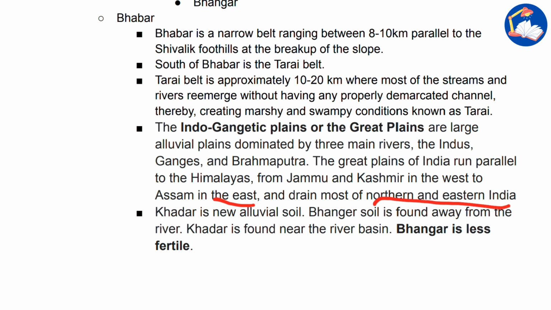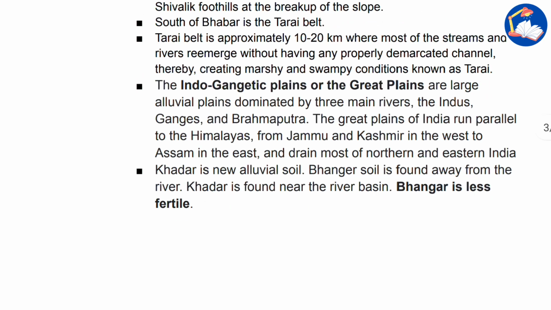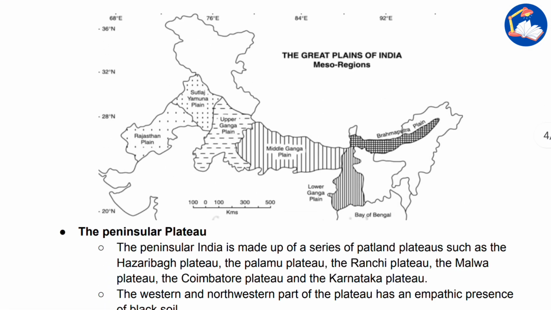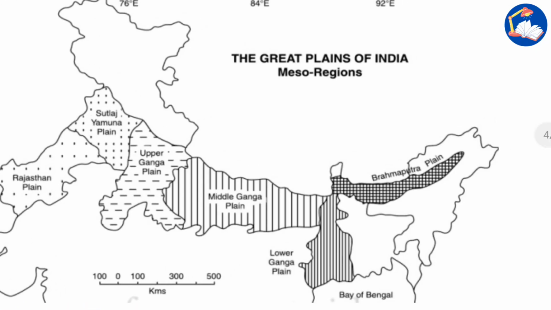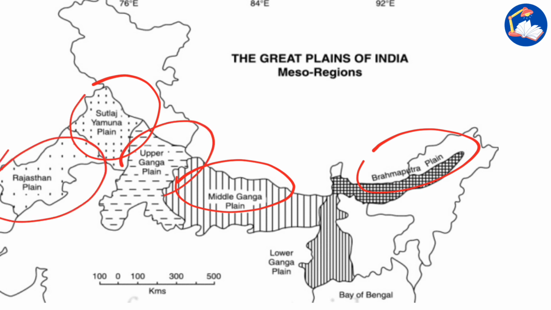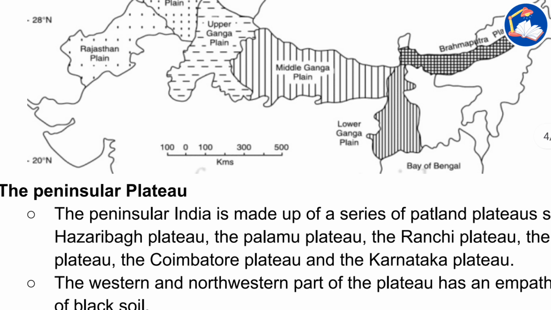After that, Khadar. Khadar is the new alluvial soil, while Bhangar is found away from the river. Bhangar is less fertile. It is an old alluvial soil. Okay, Khadar is actually the new alluvial soil, or we can say the more fertile soil. Bhangar is old alluvial soil and it is less fertile. So the Great Plains of India. Okay, so it's over here. You can see it is made mainly of this river system, Ganga river system, and also Brahmaputra river system. Okay, so it is divided into Satluj Yamuna plain, Rajasthan plain, upper Ganga plain, then we have middle Ganga plain, and also Brahmaputra plain.